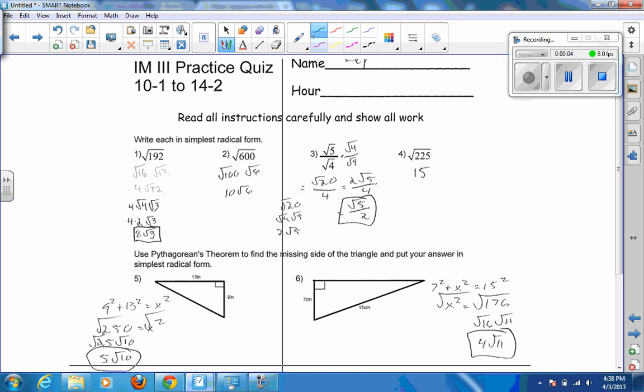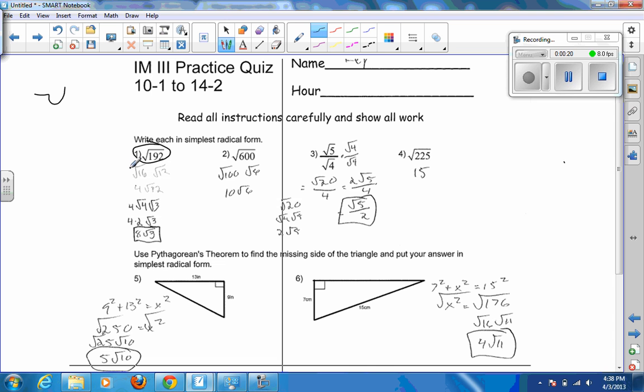All right, guys, I just want to go over a few key examples from the homework last night, the practice quiz. Remember, your practice quiz is going to look very similar to what you see today. So pay attention and make sure you're understanding what's going on. First question, square root of 192.